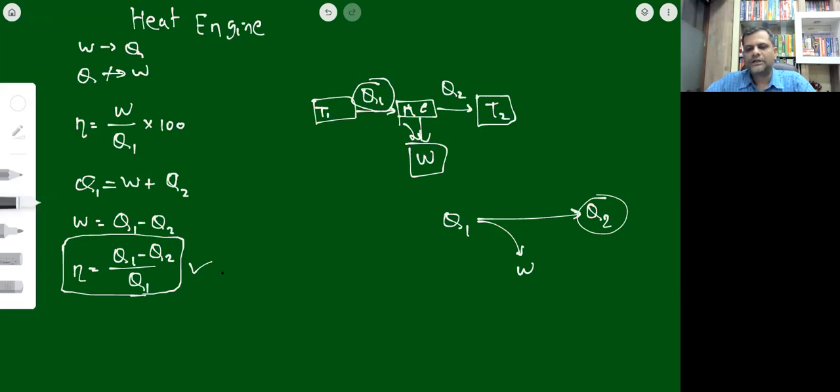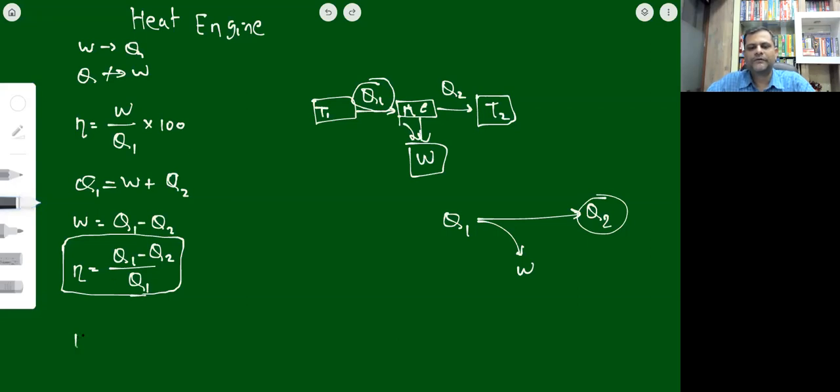Here we have to note that efficiency is always going to be less than 1. Okay, it's never going to be greater than 1. Greater than तो छोड़ो, equal भी नहीं हो सकता है. That is again another statement of second law of thermodynamics.